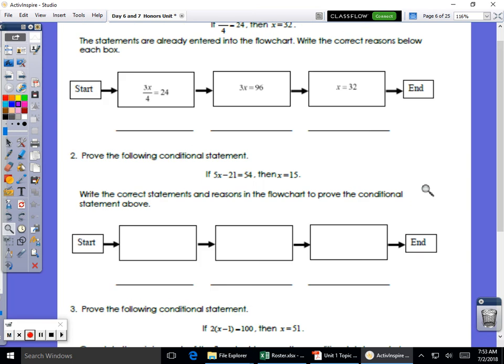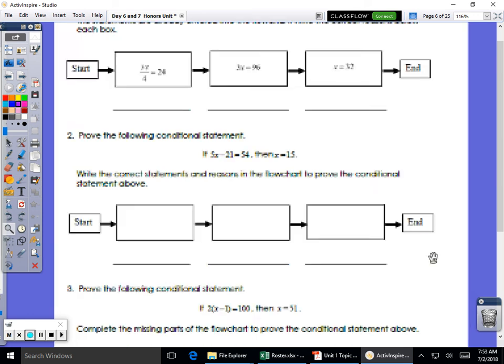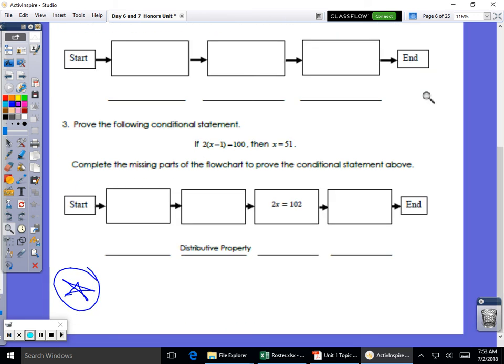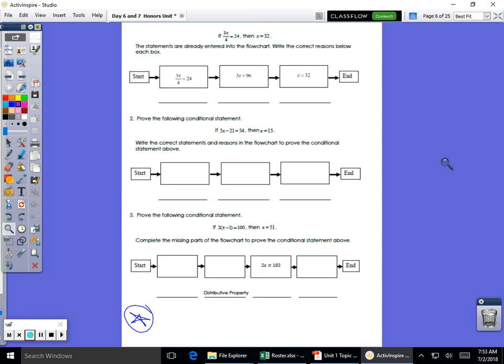And we have 5x minus 21 equals 54, then x equals 15. Go ahead and do a flowchart proof on a piece of paper. And the last one, 2 times the quantity x minus 1 equals 100, then x equals 51. So those 3 problems, I would like you to do a flowchart proof, take a picture and send that to me, or upload that.